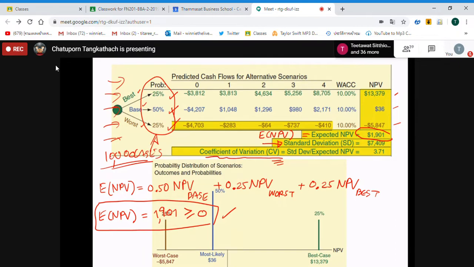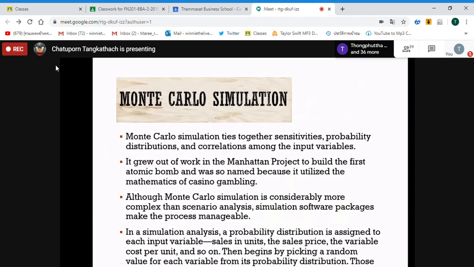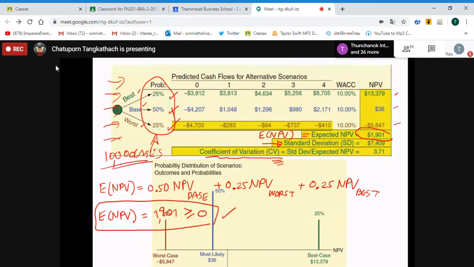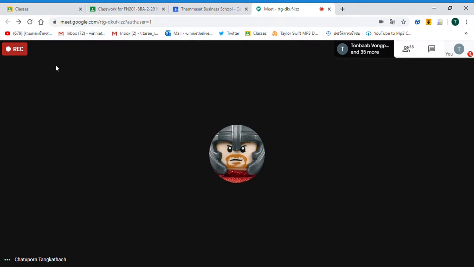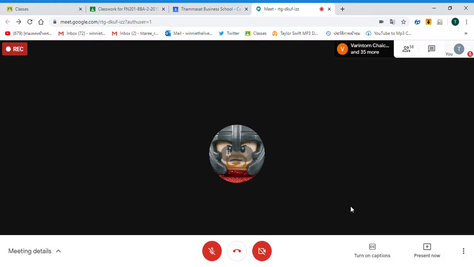Any other questions for cash flow estimation and risk analysis here? Okay. Then let's get into the next lecture note, cost of capital. Let me put this one away.